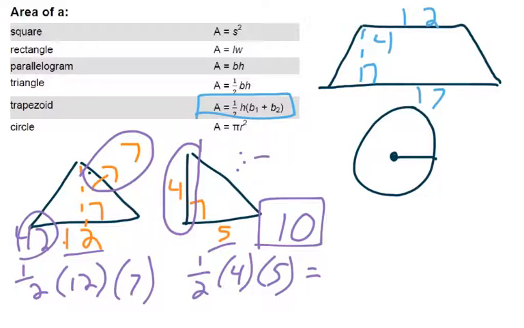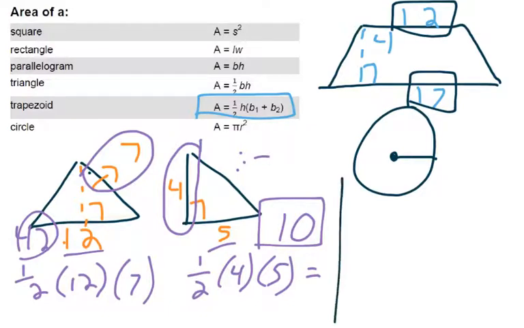So B1 and B2 are the bases of our trapezoid. So think of B1 and B2 as the flat lines, the lines that aren't slanted. So this one would be B1, and this one would be base 2, or B2. Now, it doesn't matter which one's base 1 and which one's base 2, as long as it's those perfectly flat lines. So now we're just going to plug that into our formula.